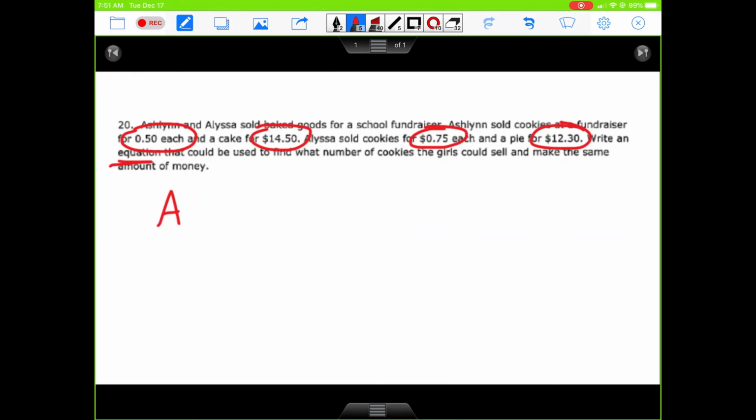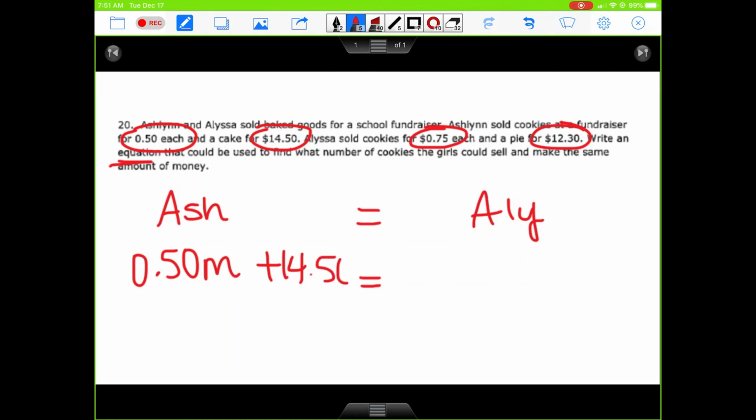And let's do like we did with our bike rentals. We have Ashlyn on one side and we have Alyssa on the other side, and they're going to be equal to each other. Remember, when you're writing equations, m, or your rate of change, you can tell which one that is by the keywords per, each, and every. So for Ashlyn, her rate of change is 50 cents each, and then she sold a cake for $14.50 as well. Alyssa is selling cookies for 75 cents each and a pie for $12.30. And that is all we need to do for number 20. Just write an equation.